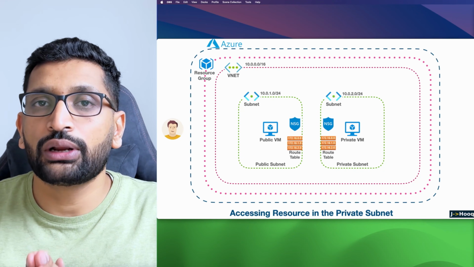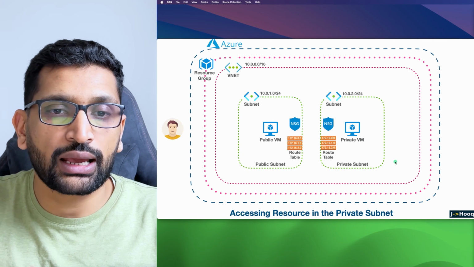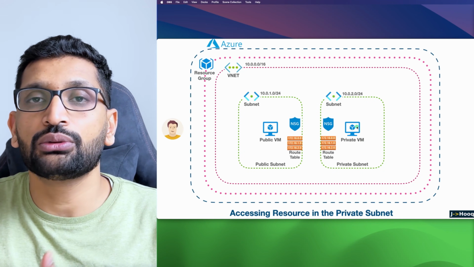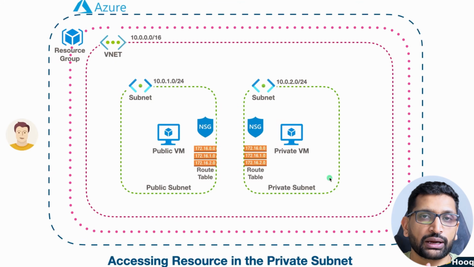In this chapter, we are going to take a look at how a user can access a virtual machine present in the private subnet. Let's break down the flow of how a request will flow when a user is trying to access a virtual machine in the private subnet.